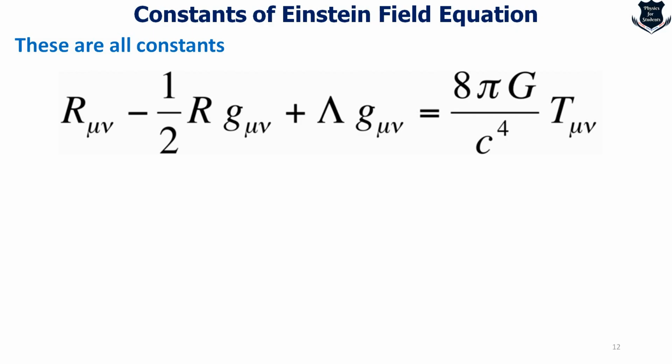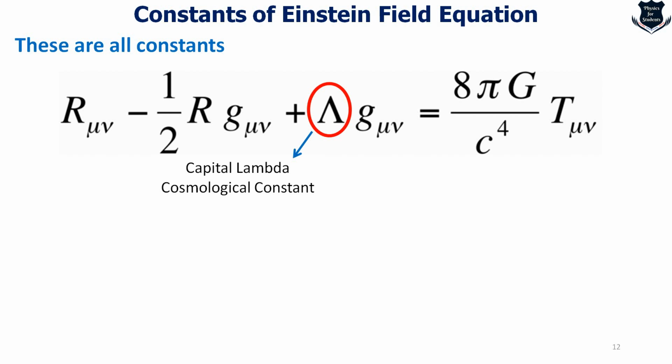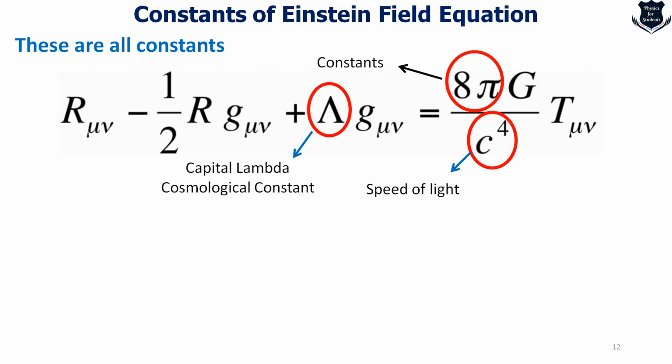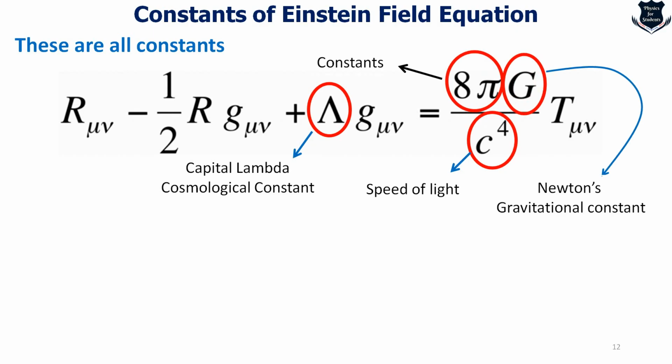Now, the first thing, if you go through the equation, you will see that there are already certain things that you know. The first thing is that you already know what is lambda. This is the capital lambda, or cosmological constant. Then there is another constant, c raised to the power 4. This is the speed of light. Then we have 8 pi, which is also a constant, and G, the good old gravitational constant, Newton's gravitational constant.